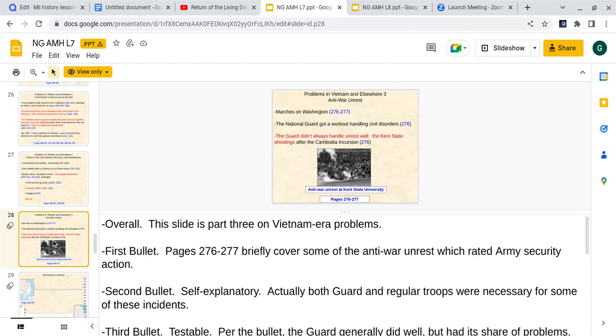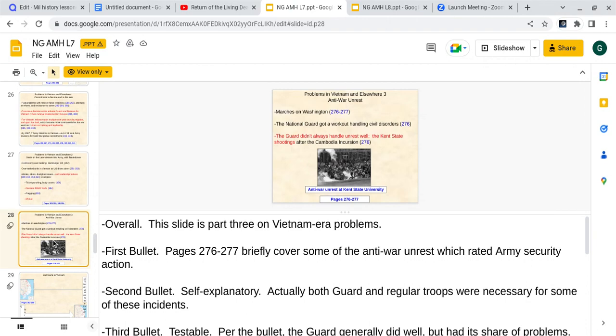Alright, next. The Guard, back at home, same thing, didn't always handle unrest very well. So the example is the Kent State shooting. Back home on the domestic front, there was a lot of social tension, and because of that, the Guard had to be activated to get things under control. But the Guard didn't always do well.